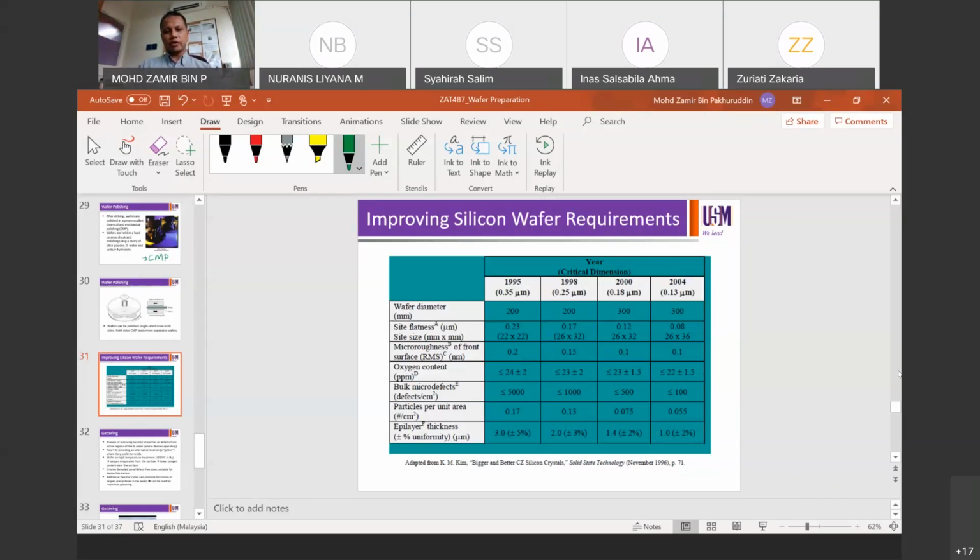So the flatness of the silicon wafer, micro roughness. If you look at micro roughness, is there anyone here who has ever used AFM for your FYP last time?